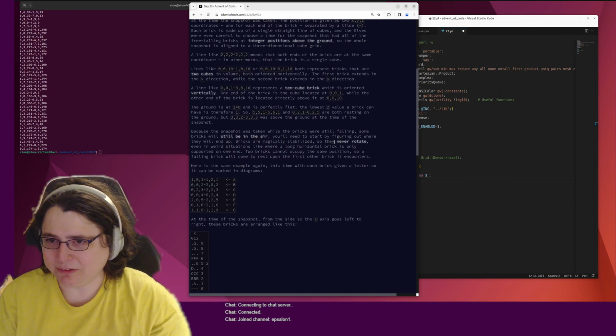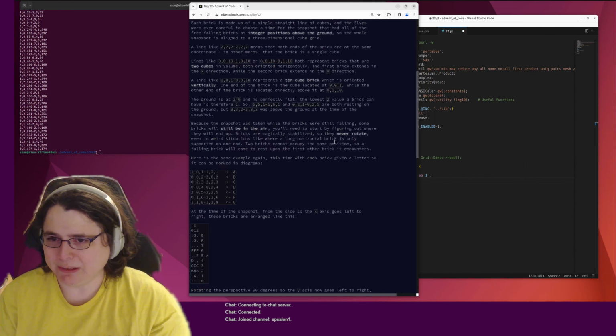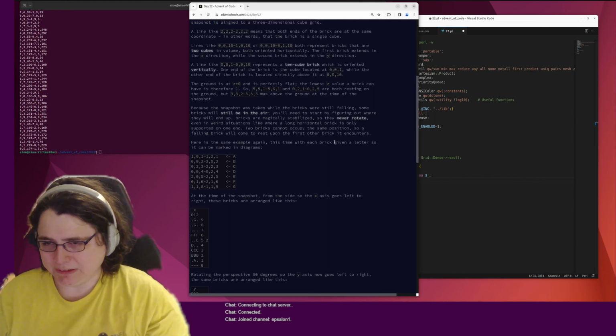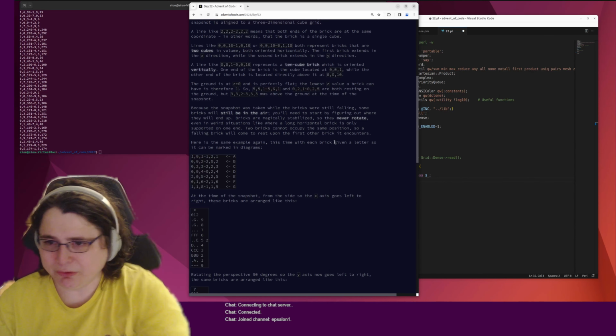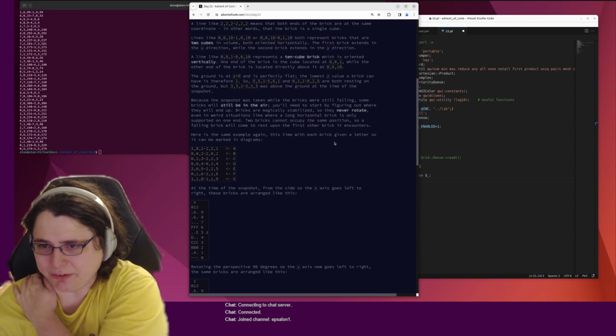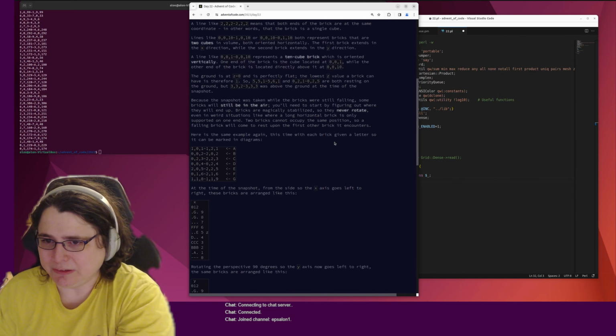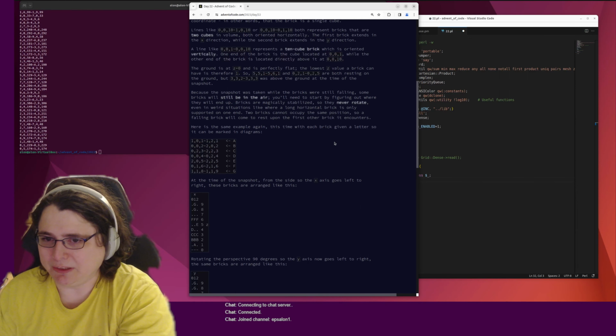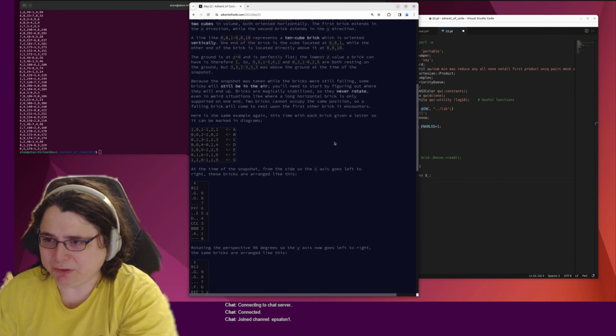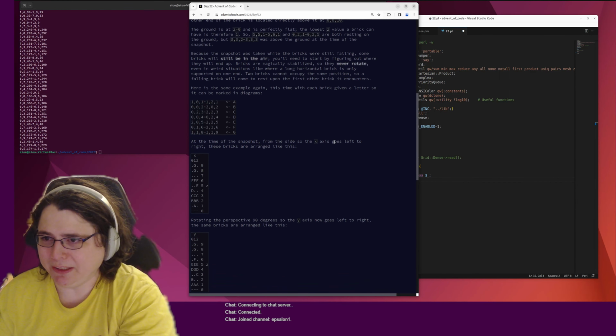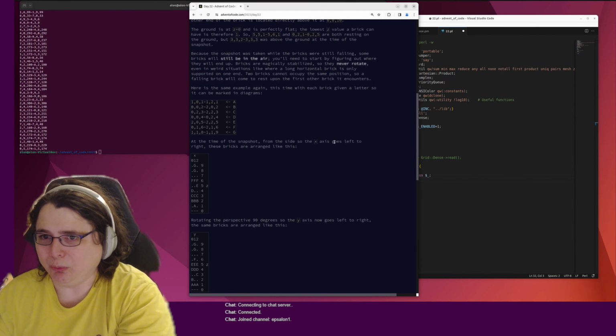Both oriented horizontally. Yeah, x, y. The ground is at z equals 0, perfectly flat. The lowest z can have is therefore 1. Both resting on the ground. Was above ground at the time of the snapshot. Because now we're taking a snapshot of bricks that are still falling, some bricks will still be in the air. Start by figuring out where they will end up.